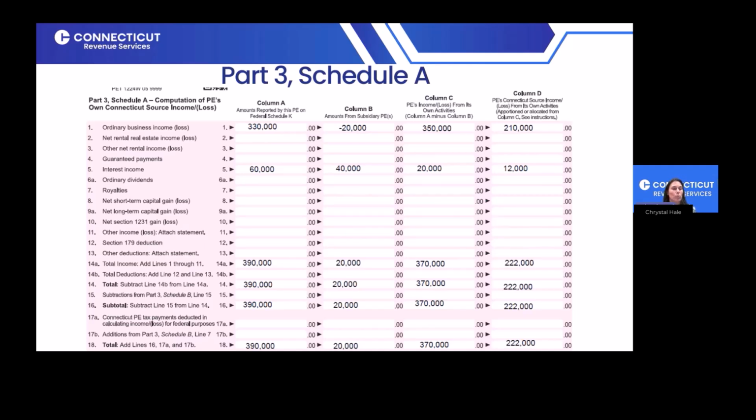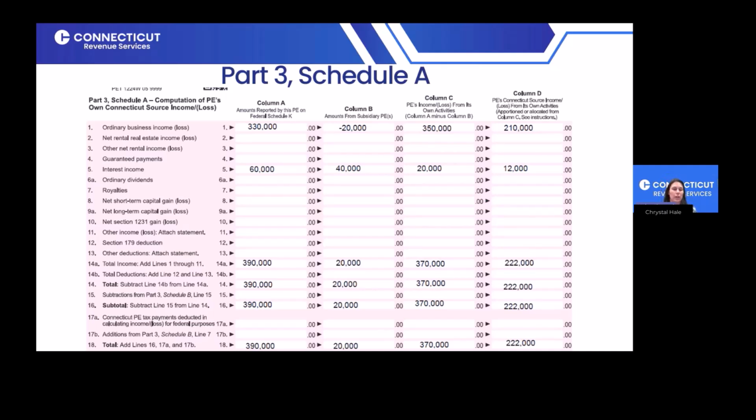And in Part 2, we had an apportionment fraction of 60%. And in this scenario, we are going to apply that apportionment fraction to column C to determine our own Connecticut sourced income. So I will take $350,000 from column C, ordinary business income, and multiply it by 60% to get to $210,000. The same method will be applied to the interest income, which results in $12,000 of Connecticut sourced income.